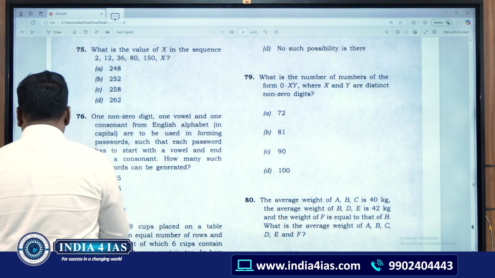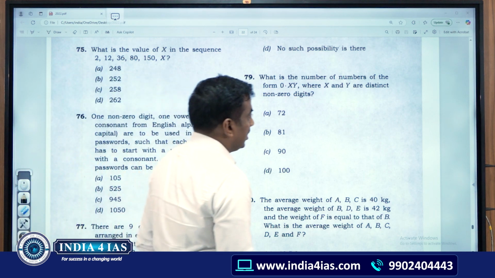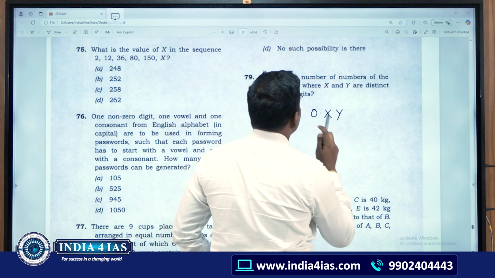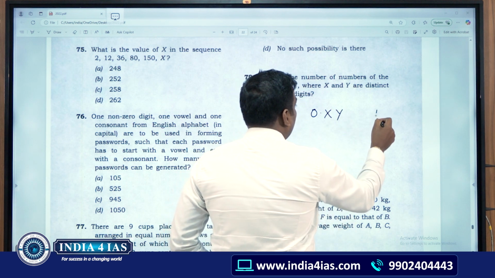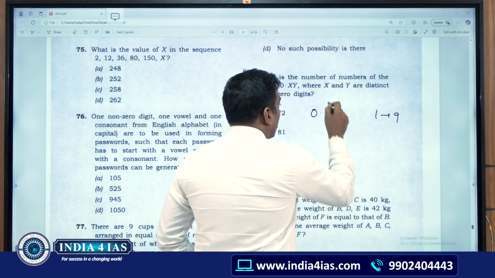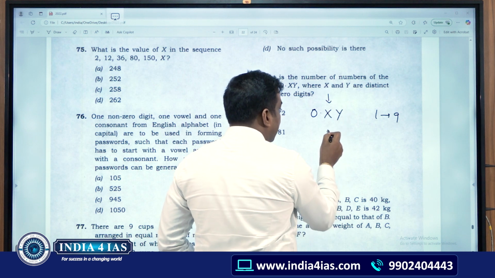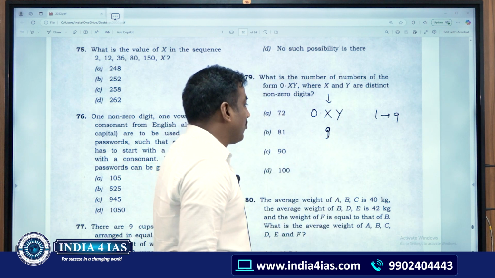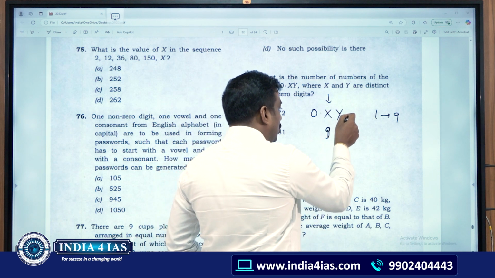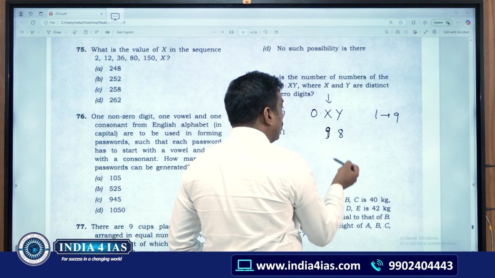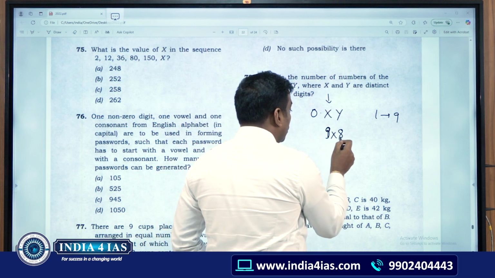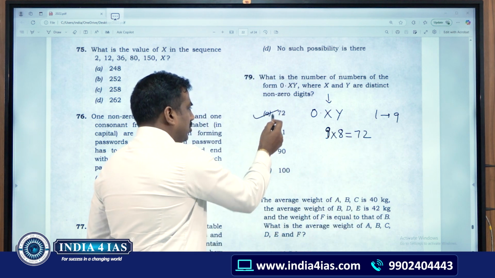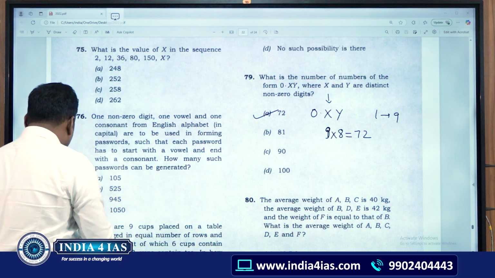What is the number of the form point x, y, where x and y are distinct non-zero digits? Non-zero digits, 1 to 9. How many ways can I fill this place? 9 ways. Anything from 1 to 9 I can place here. But what I use here, I should not use here. So this can be used in 8 different ways. So 9 into 8 is equal to 72. This is the simplest problem that we can come across.